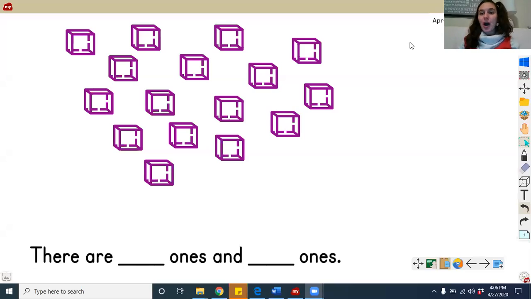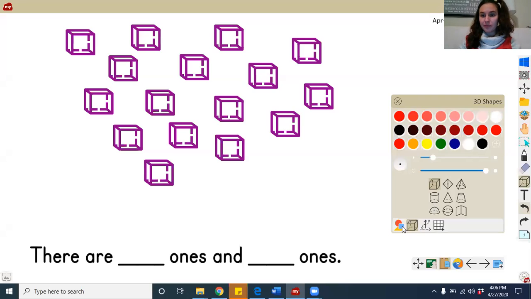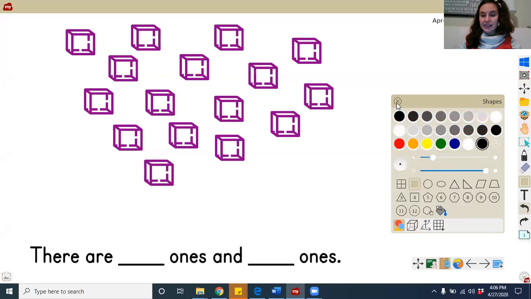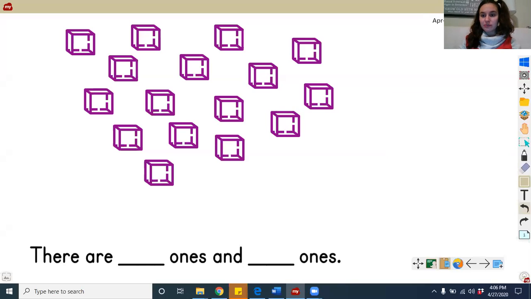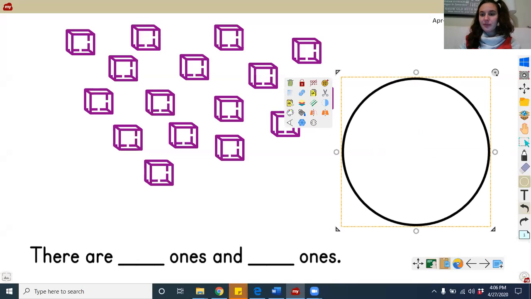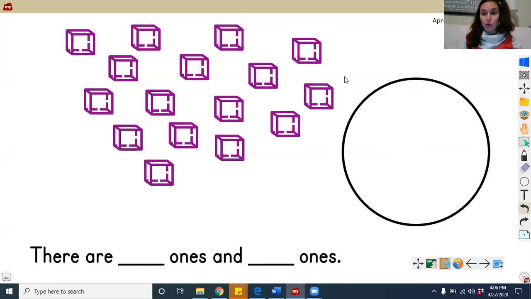Okay, scholars. So on my board, I have some magnets. Now, to help me count, the first thing I'm going to do is group them by tens. So what I'm going to do is make a circle, and inside this circle, I am going to move 10 of my magnets, and this will be one group of 10, okay? So I'm just going to start moving.